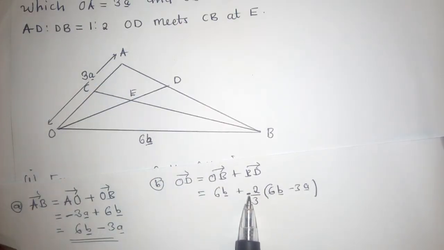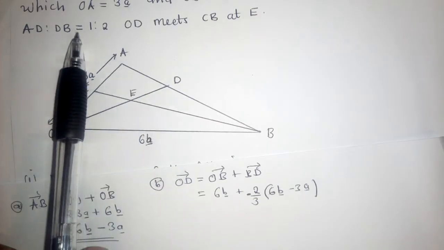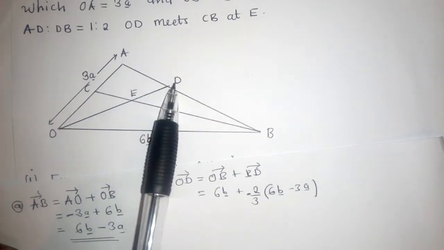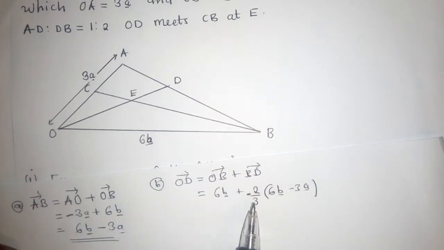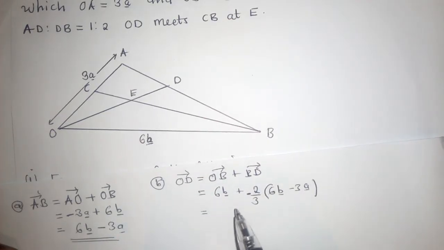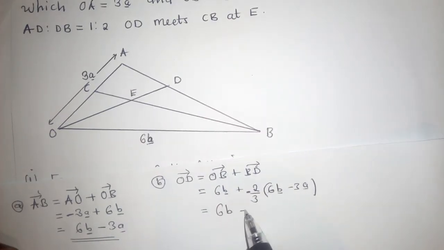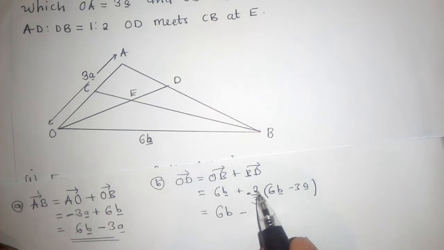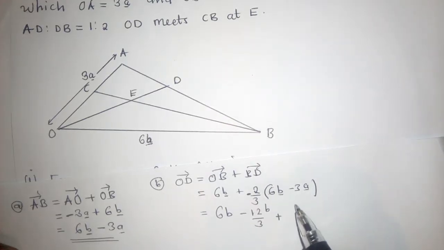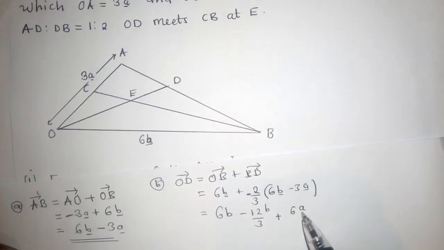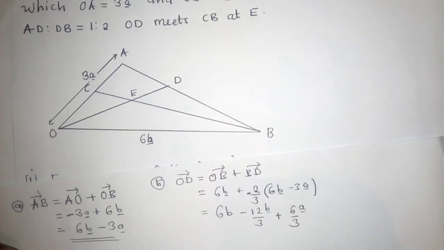And why have I included the negative here? It's because here they have given us DB, but what we want is BD, opposite direction. Remember to change the sign. So here we clean up our work. So this will be 12b over 3 plus, because negative by negative is positive, 6a over 3.